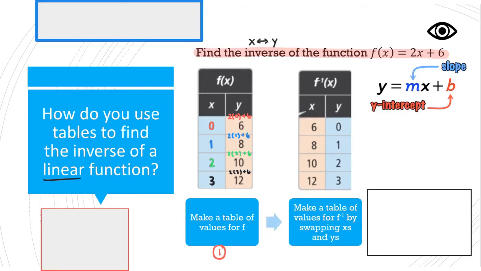Okay, so step 2 is to make a table of values for the inverse f of negative 1, that's that notation again, by swapping the x's and the y's.